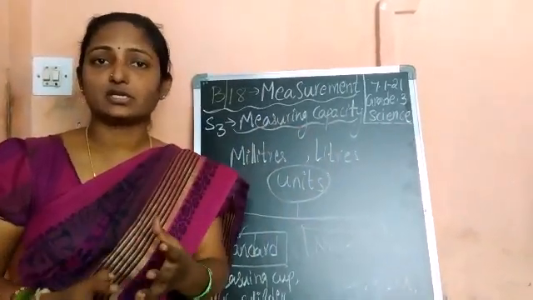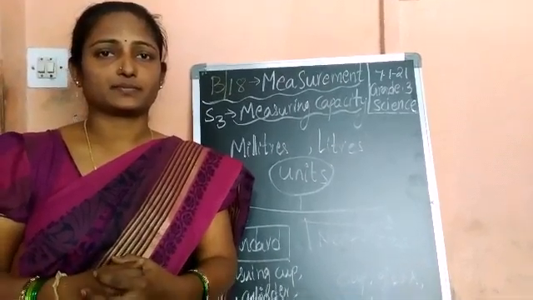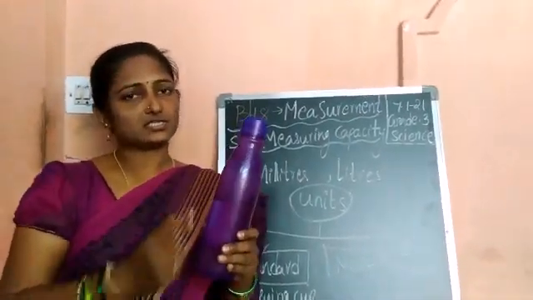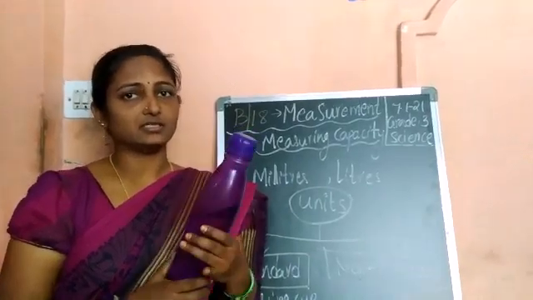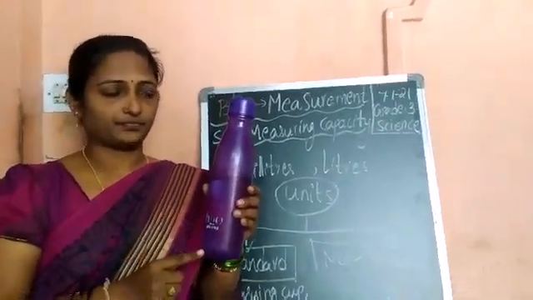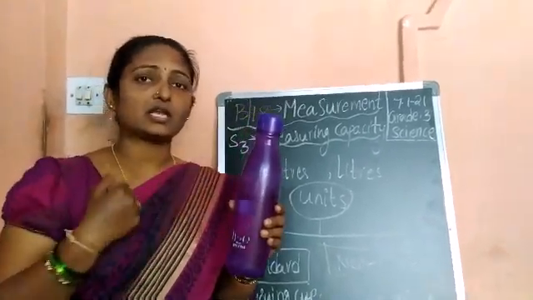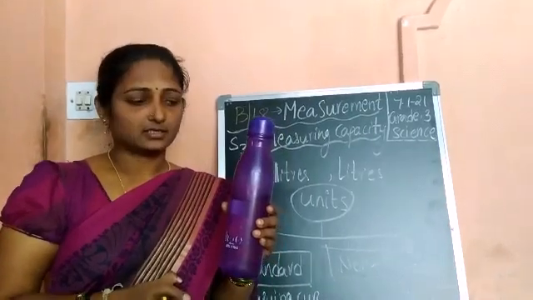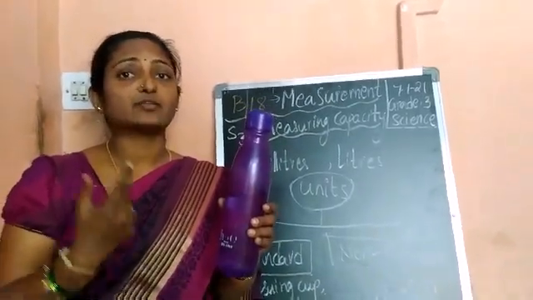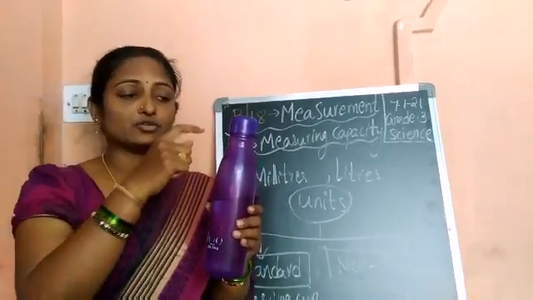So how are we going to learn? I'll show you a sample. What is this, children? Yes, this is a water bottle. I have taken a half filled bottle. Now I have to fill the bottle. How much water do I need here? We don't know the exact measurement, so we have to measure. Now how are we going to fill the bottle?